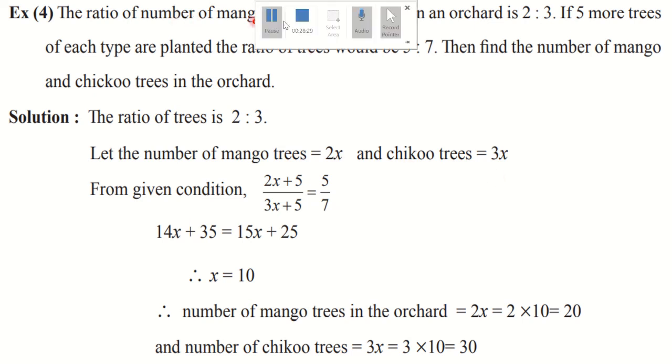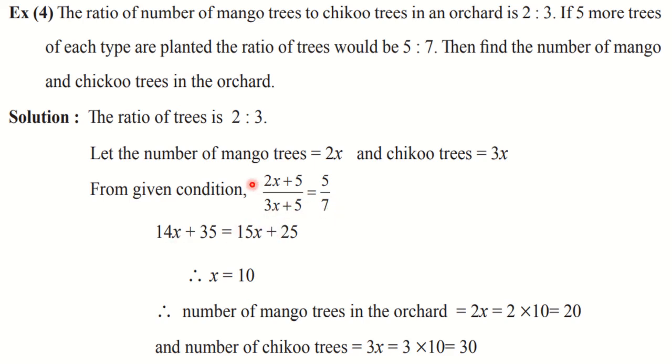So from the first statement we have written the ratio, we have taken the common multiple, and we have written the number of trees which we want to find. Now read the given condition. If 5 more trees of each type are planted, then the ratio is going to become 5:7. That means if we add 5 to both the places, the ratio changes to 5:7. So we can write that (2x + 5) upon (3x + 5) is equal to 5 upon 7. That is the new ratio. Then you will go for cross multiplication to get the answer.